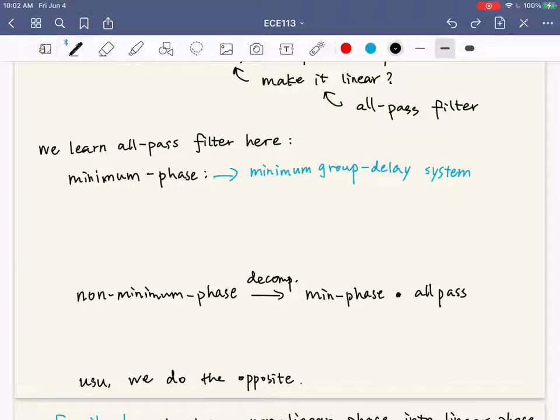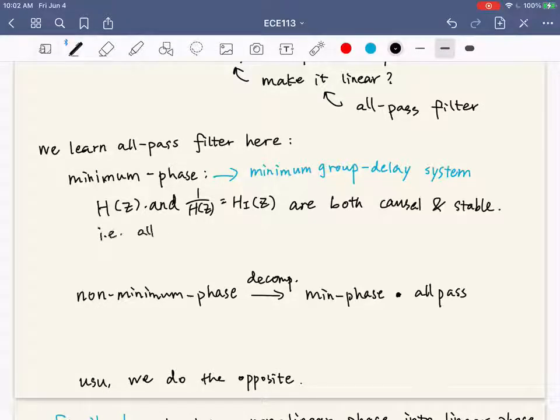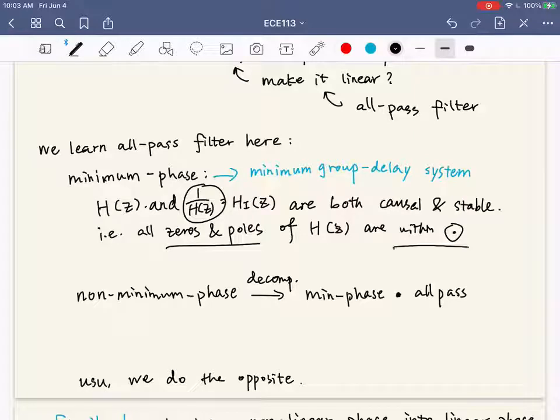Minimum phase means that H(z) as well as its inverse, which is 1 over H(z), let's name it H inverse(z), are both causal and stable. In other words, all zeros and poles of H(z) are within the unit circle. In this way, even if you flip it, the zeros and poles are still within the circle, right? That's why it is always stable. And the reason we call it minimum phase is that we notice that systems which have these properties will always have the minimum phase.